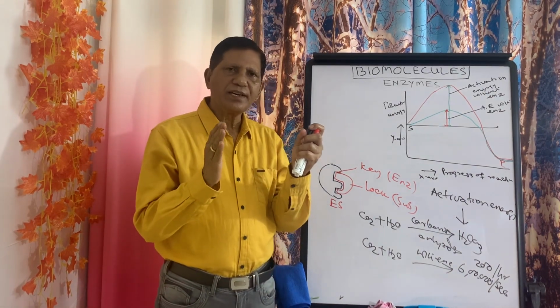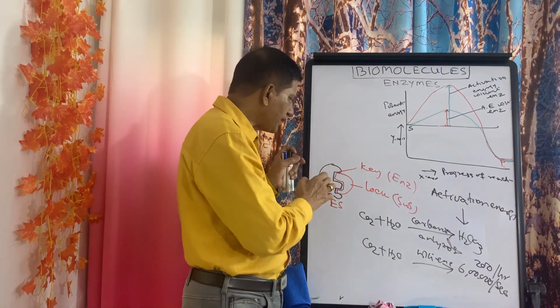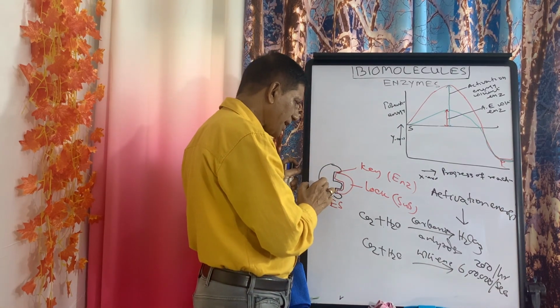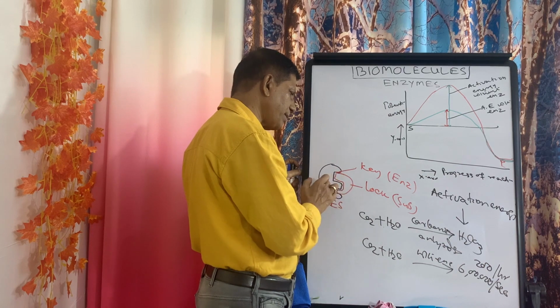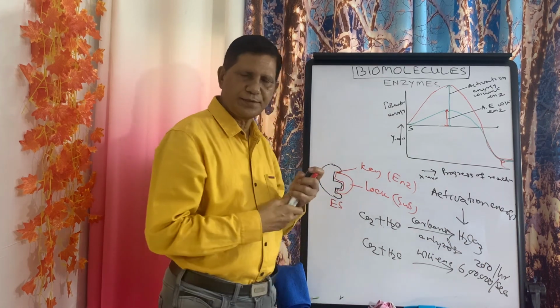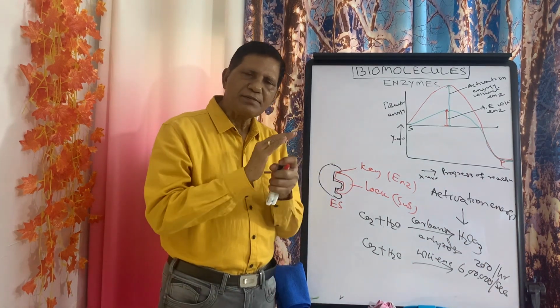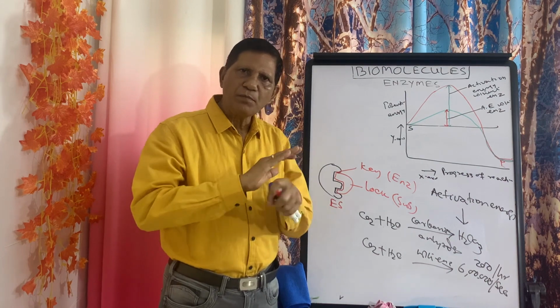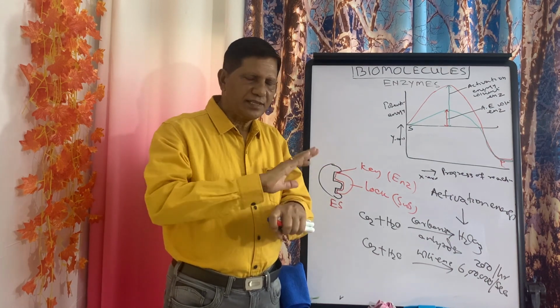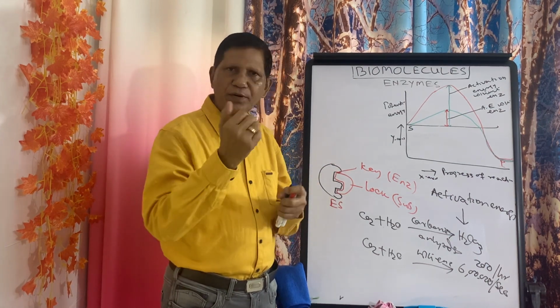When the substrate combines with the enzyme at the active site of the enzyme, it gives rise to the enzyme substrate complex. Inside this enzyme substrate complex, there will be certain bond breaking, making, and the shape will change. Then it will give rise to products.